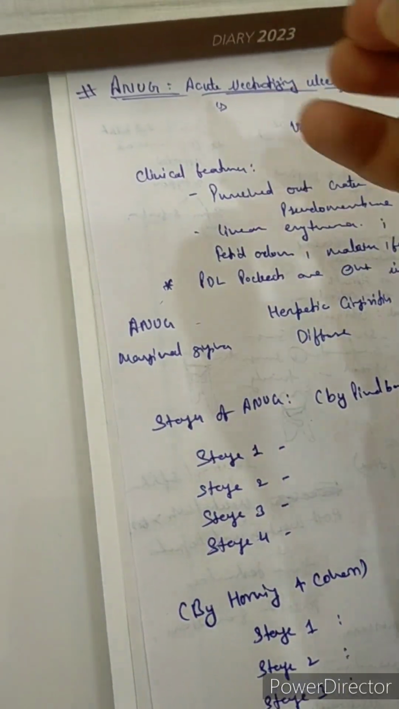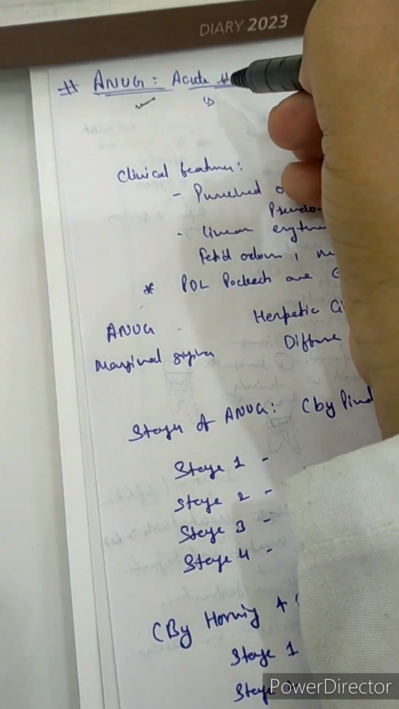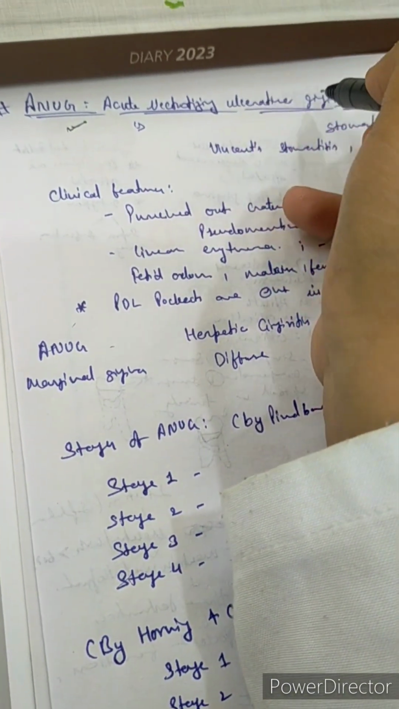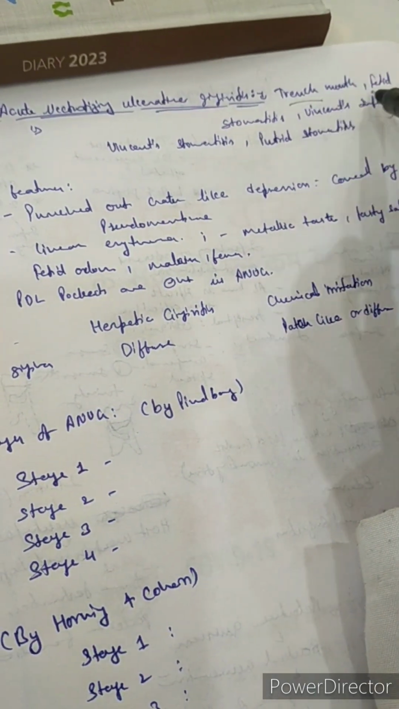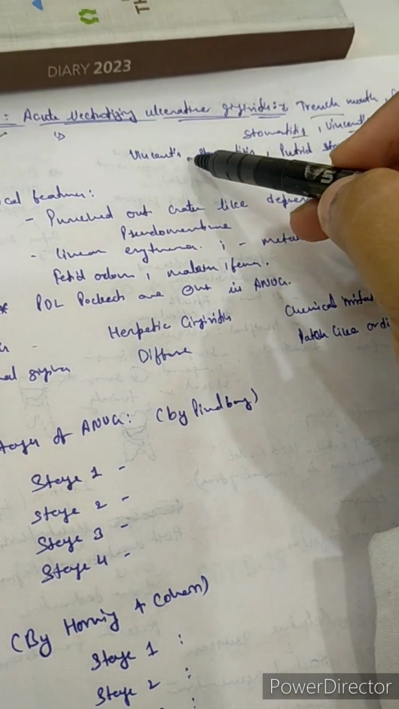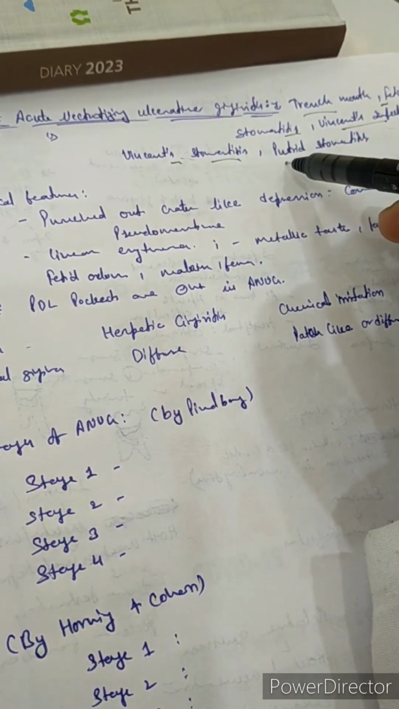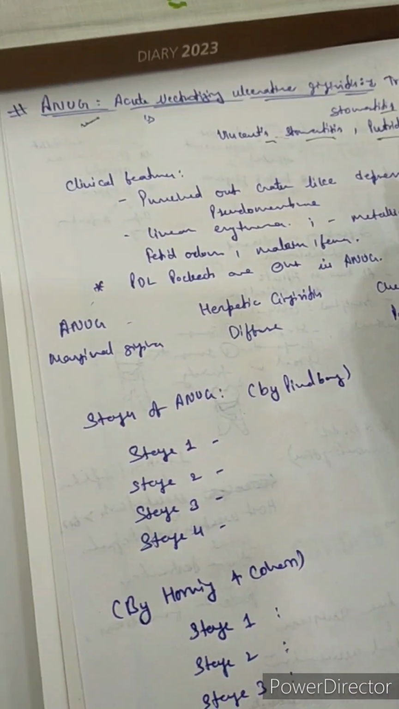So today we are going to cover the topic that is ANUG. Okay, ANUG is also known as acute necrotizing ulcerative gingivitis. It has further names, that is trench mouth, you can call it infective stomatitis, Vincent infections, and you can also call it Vincent stomatitis and periodic stomatitis.